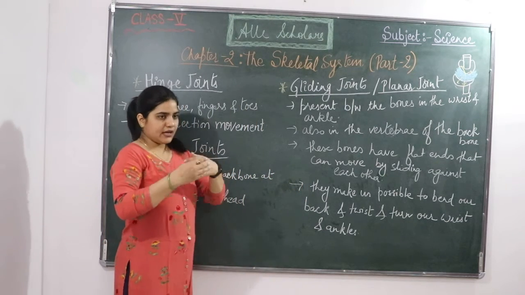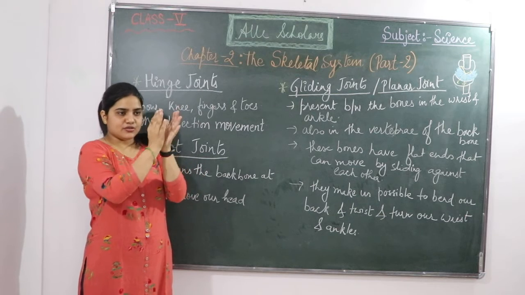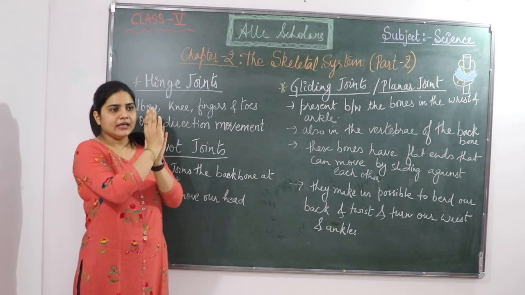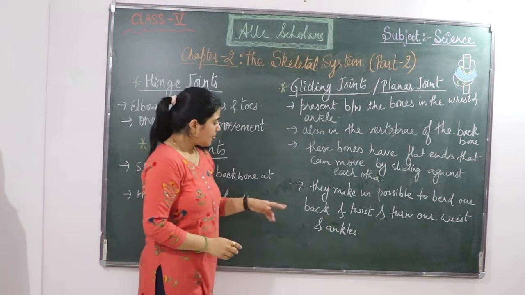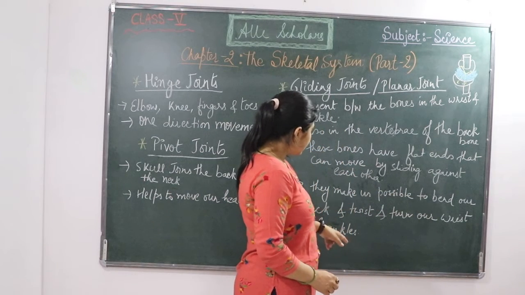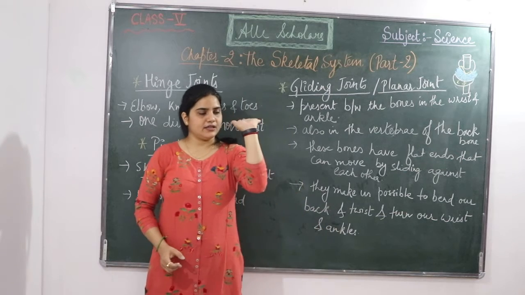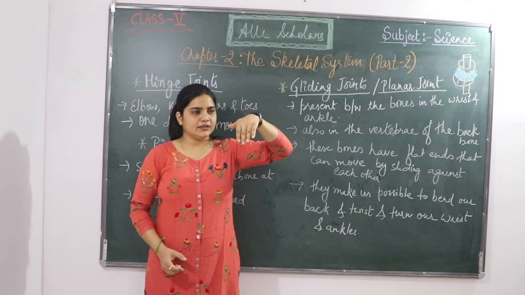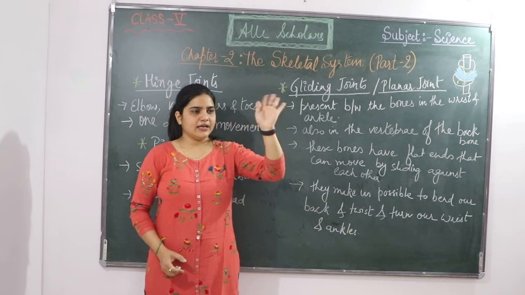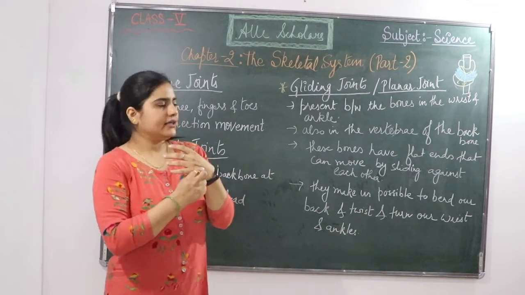So these bones, which type of ends do they have? They have flat ends, so the bones slide on each other. They make it possible for us to bend our back and twist and turn our wrist and ankles. We can turn it to the back, to the front, to the side, anywhere. We can move it in all the directions.